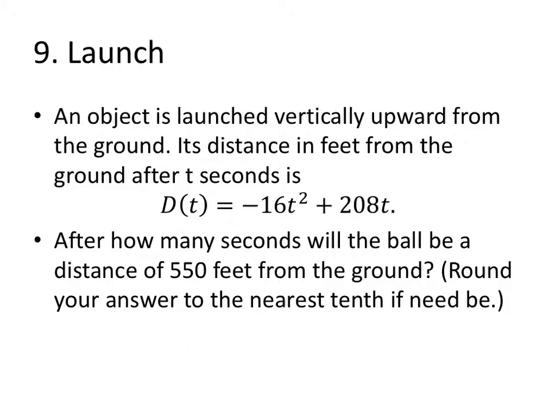In this problem, we have something, maybe a rocket, launched vertically upward from the ground, and you can calculate its distance at any given time by the formula d of t equals negative 16t squared plus 208t. When you solve this formula, you plug time in seconds in for t and you'll find out what d, the distance, is. The question, though, is what is the time when the distance is 550 feet? So we're given the distance and we have to find the time.